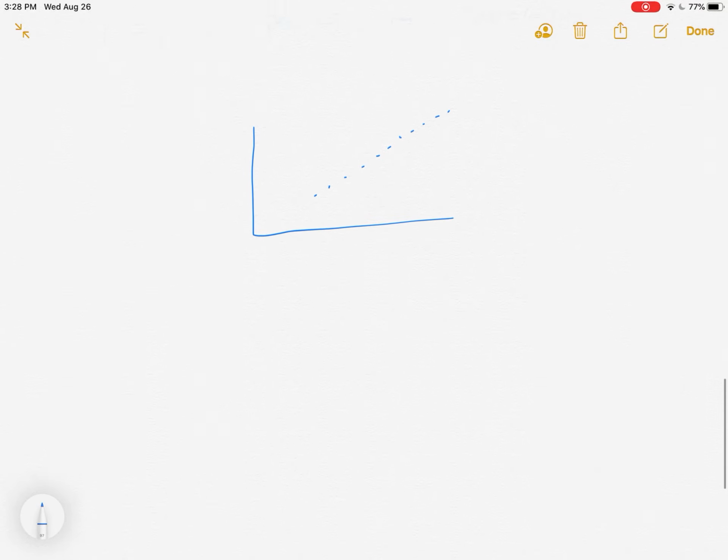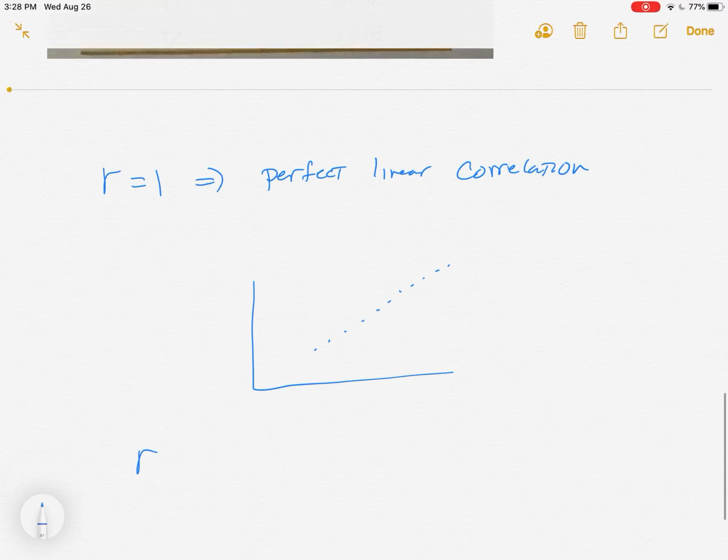An R value equals -1 would mean perfect correlation, and it's going down over time. And remember, it has no bearing of the slope, so it could be sloping very steeply or gradually. It wouldn't make a difference. So hopefully that makes sense.